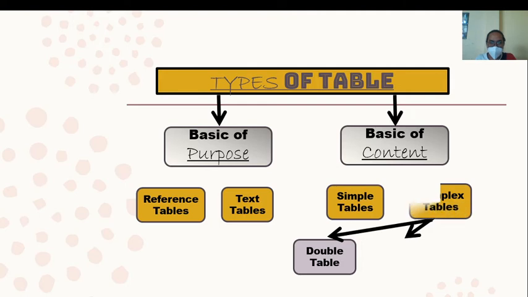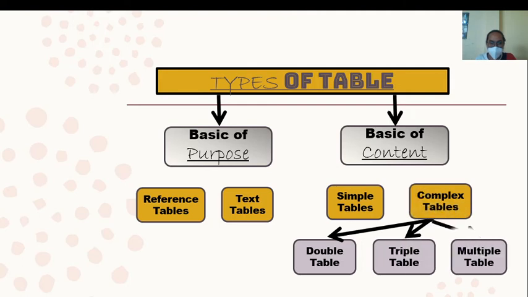Now we have the types of table. Under types of table, meron tayong basic of purpose. Under basic of purpose, we have so-called reference table and text table. Under basic of content, we have simple tables and complex tables. Under the complex tables, we have double table, triple table, and multiple table. Sa mga next slide, i-discuss natin yung mga types of table.